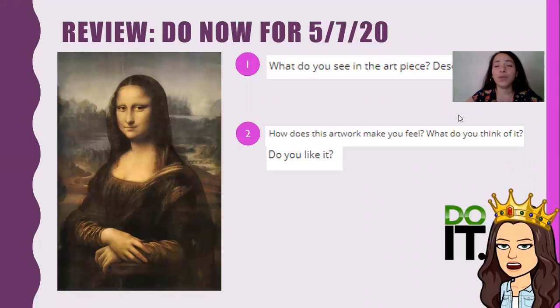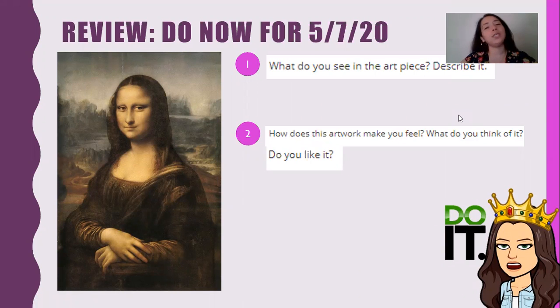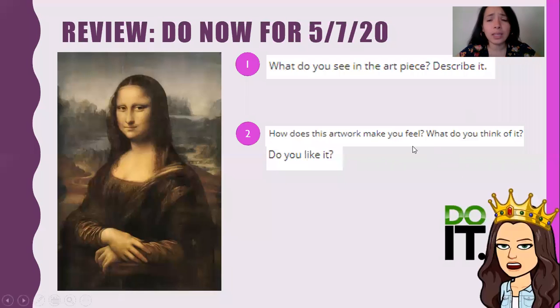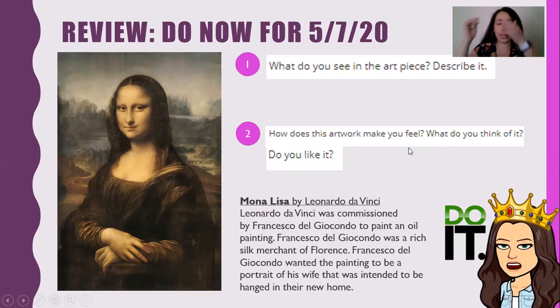All right, let's go ahead and review our do now. What do you see in this art piece? When we're looking at this, it is, like you said, the Mona Lisa, and it is by Leonardo da Vinci. Leonardo da Vinci was commissioned by Francesco del Giocondo, I don't know if I pronounced that right, to paint an oil painting. What that means was that this guy, Francesco del Giocondo, paid Leonardo da Vinci to do this oil painting.